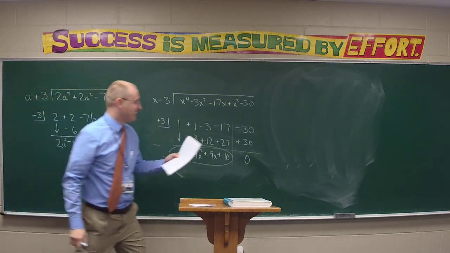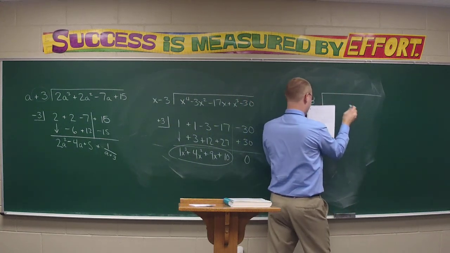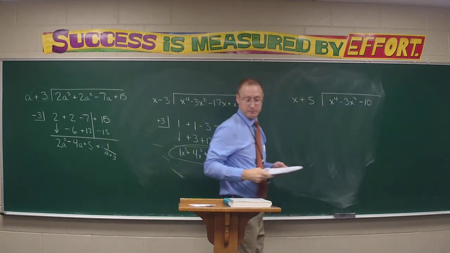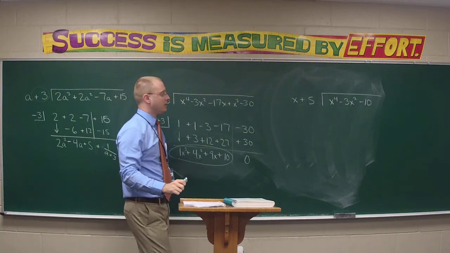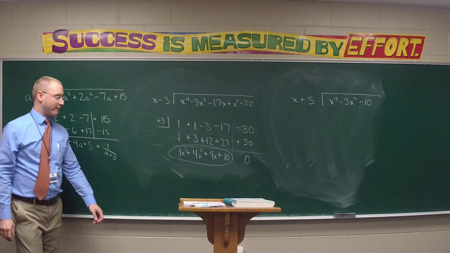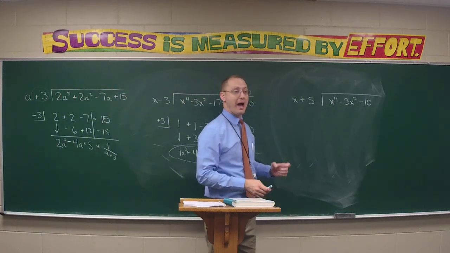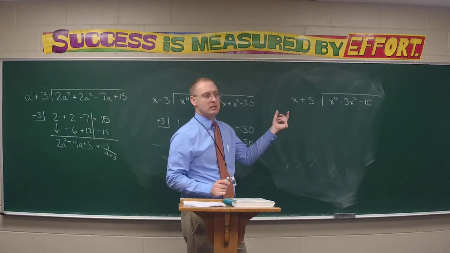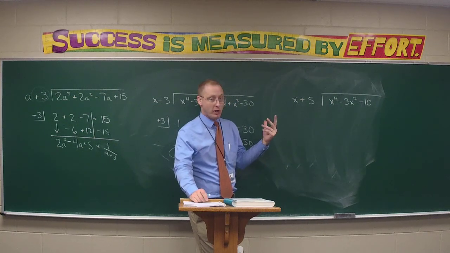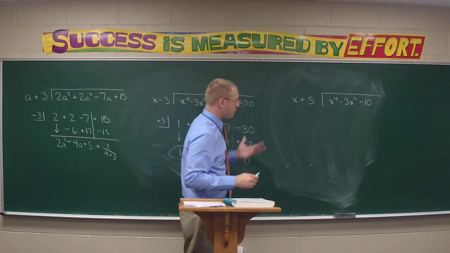All right. Write your divisor as x + 5. And in the house, x to the fourth, negative 3x squared, negative 10. You cannot have missing powers. I have missing powers. Again, do you have to actually write them in? You don't have to. If there's more than like one or two of them, you might want to, to make sure you count correctly. But let's set this up.